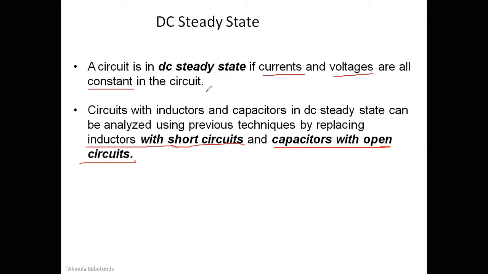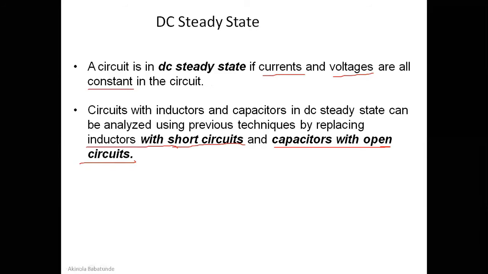In the previous discussion we had for the AC circuit, we said that the currents and the voltages are supposed to be continuous, depending on whether you're talking about capacitors or inductors. For inductors, the current is supposed to be continuous. For capacitors, the voltage is supposed to be continuous. But in the DC state, the currents and voltages are constant in the circuit. All right, let's go ahead.